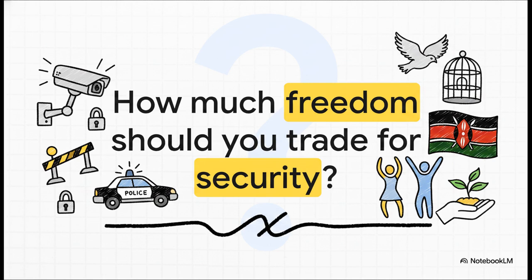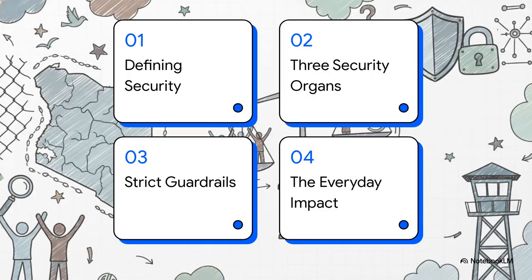And that brings us to the ultimate question at the heart of Chapter 14. How do we stay secure without losing the personal freedoms that define our democratic society? So here's our roadmap for today's explainer. First, redefining national security. Second, Kenya's 3 security organs. Third, the constitutional guardrails. And finally, the everyday impact.